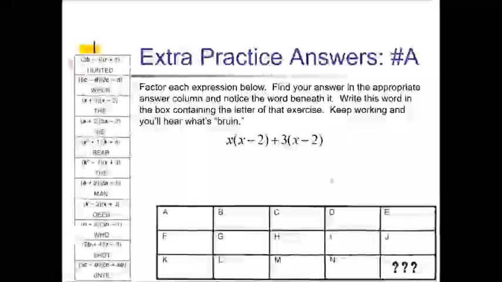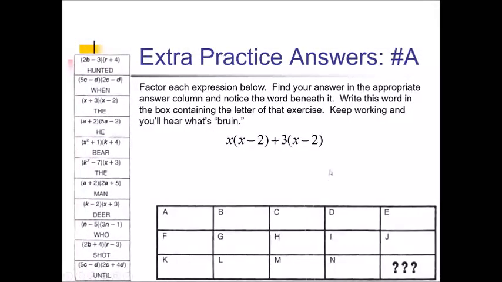One other thing worth noting in the instructions is they say keep working and you'll hear what's brewing. Brewing, for those of you who are not from the Boston area, is a bear, basically. So there might be some kind of bear-related thing going on. And if you look at the words here, we have hunted, we've got bear, we've got deer, shot. So this seems like it's going to be some kind of hunter thing. Anyway, moving on with the first problem.